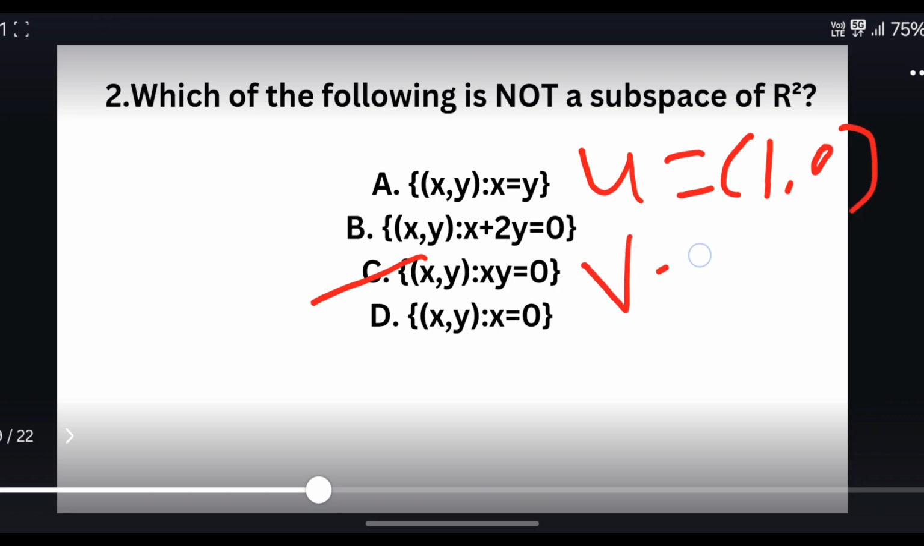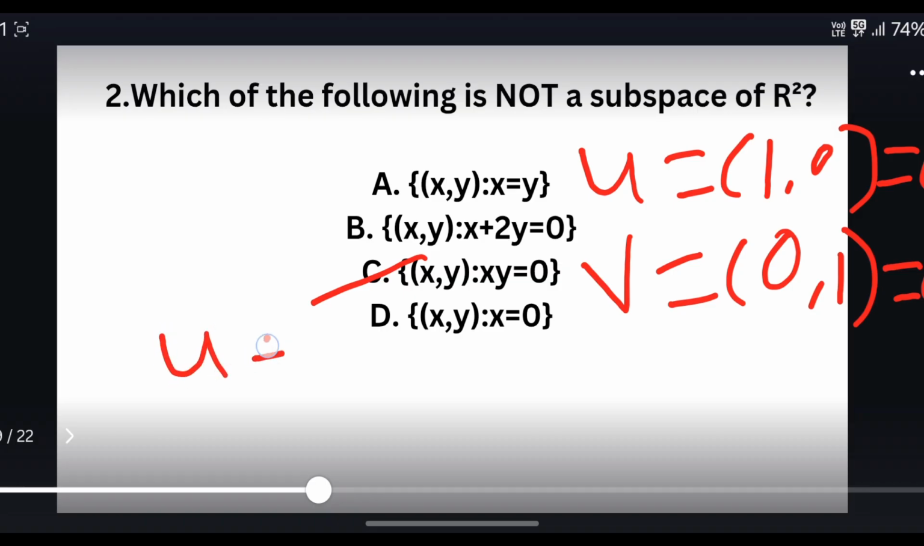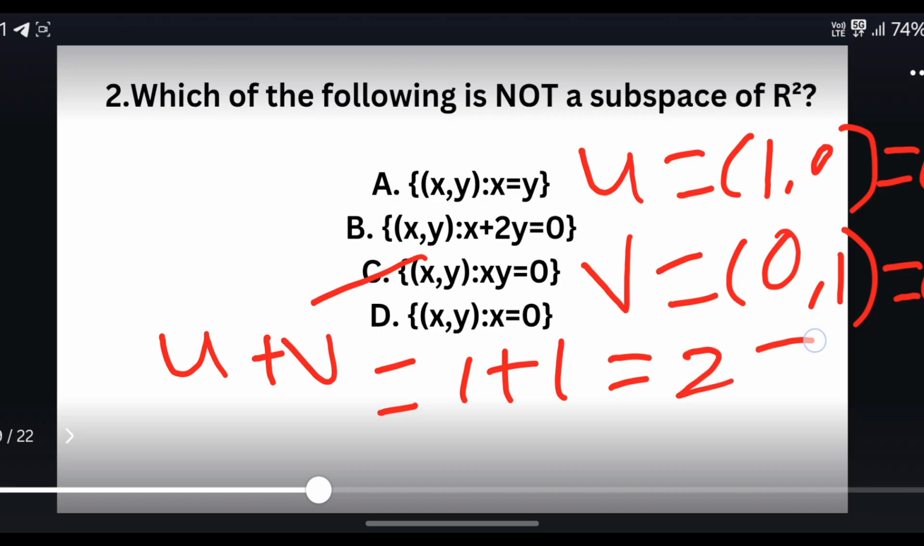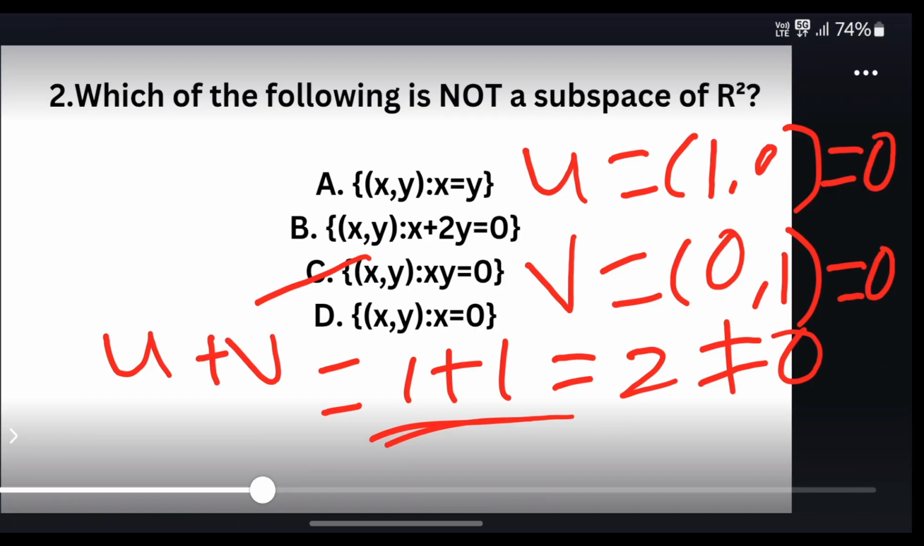Suppose you take u equal to (1, 0) and v equal to (0, 1). Multiplying the components, we get 1 into 0 equals 0, and 0 into 1 equals 0. Now add both: u plus v is (1, 1), and 1 into 1 equals 1, which is not equal to 0. So this does not satisfy the closure under addition. That's why option C is not a subspace of R square.